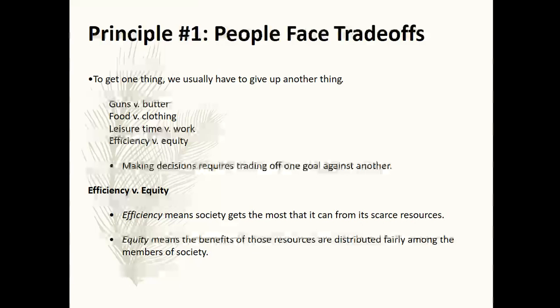Next is efficiency versus equity. Efficiency means society gets the most that it can from its scarce resources. Efficiency basically is how society can efficiently or optimally utilize its scarce resources or get the maximum level of output. That is the efficiency.